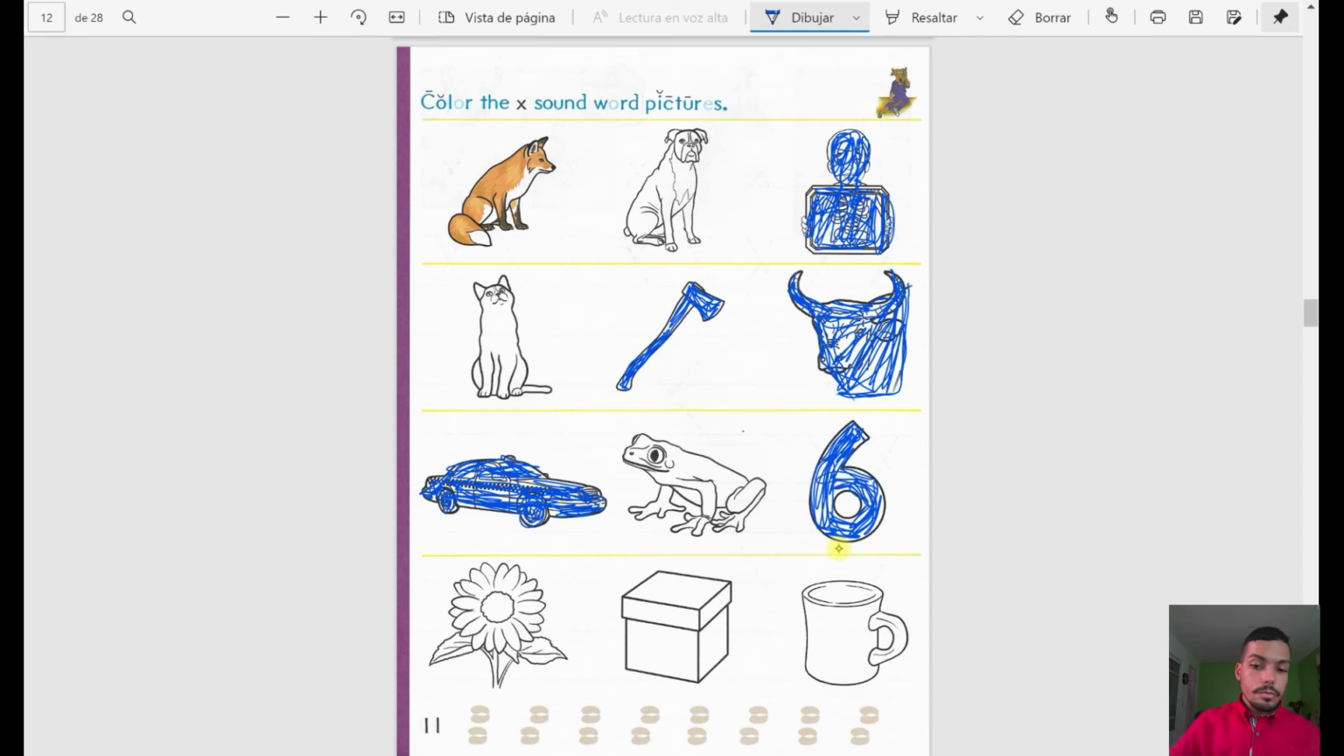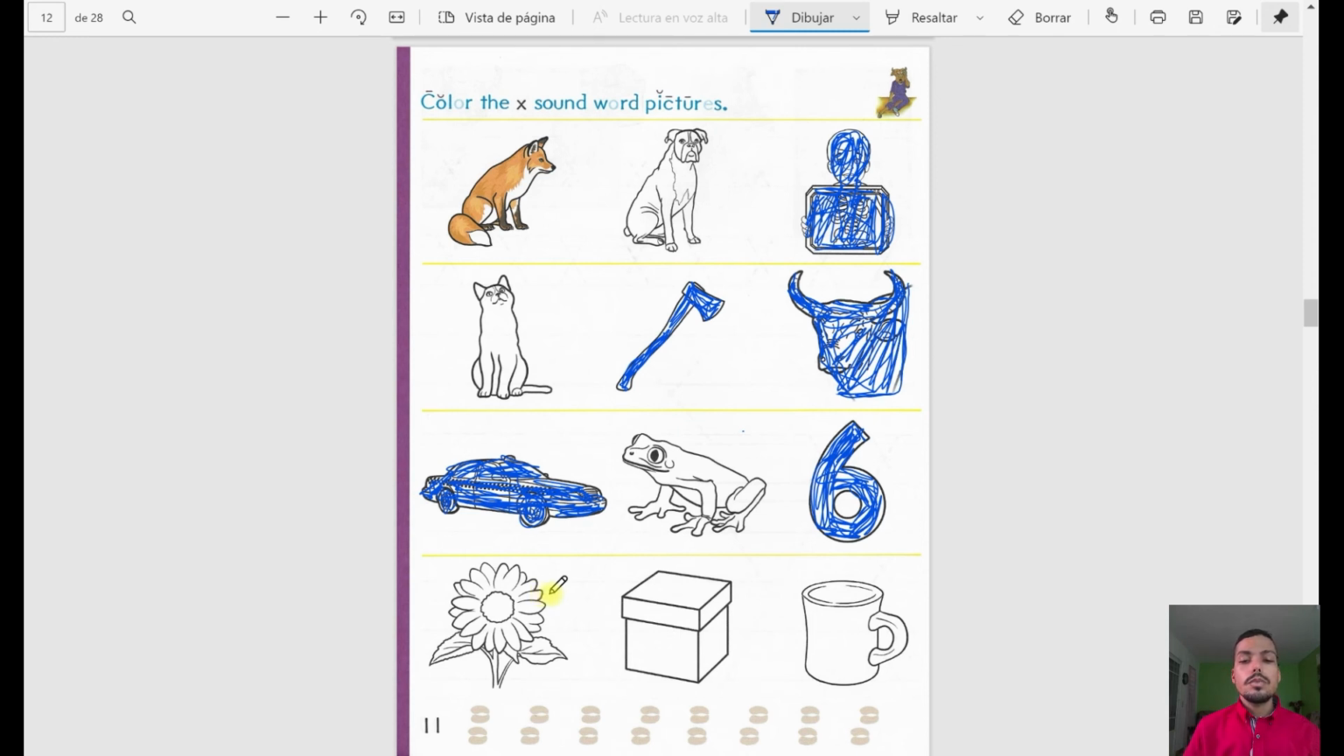Very good. The next one here, this is a flower. Flower has the sound x. Flower, it has the sound? No, very good, it doesn't have it, so we have to leave it in blank, okay?